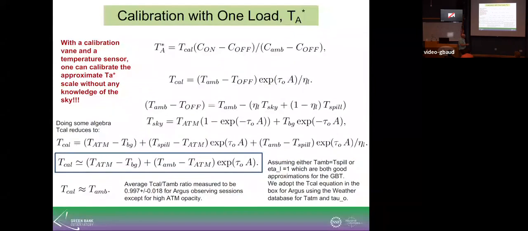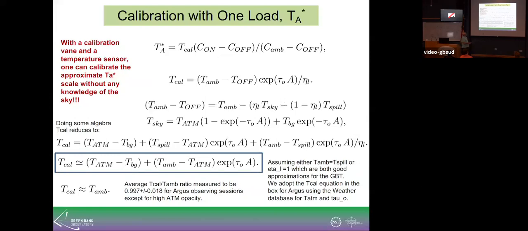For the GBT, when I went through and did this, at other facilities it's usually 10, 20% off. But when we ran it through the GBT, it was 0.997 plus or minus 0.02. So it's quite impressive that it works well.